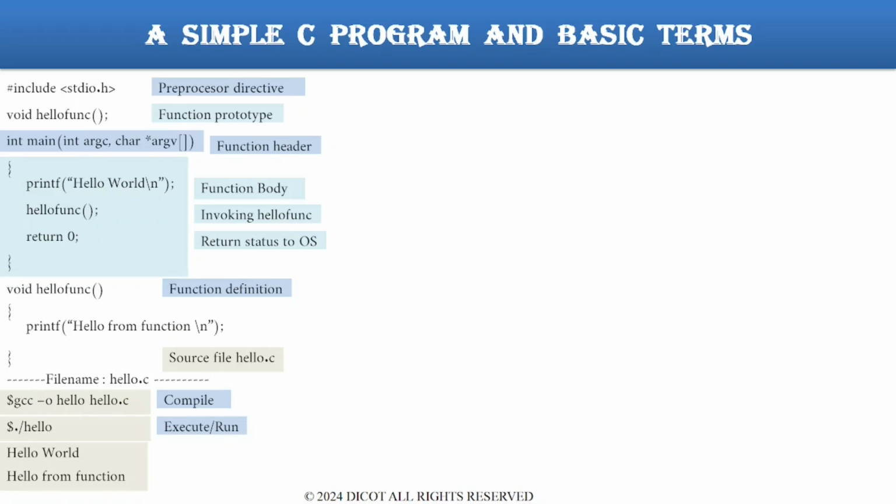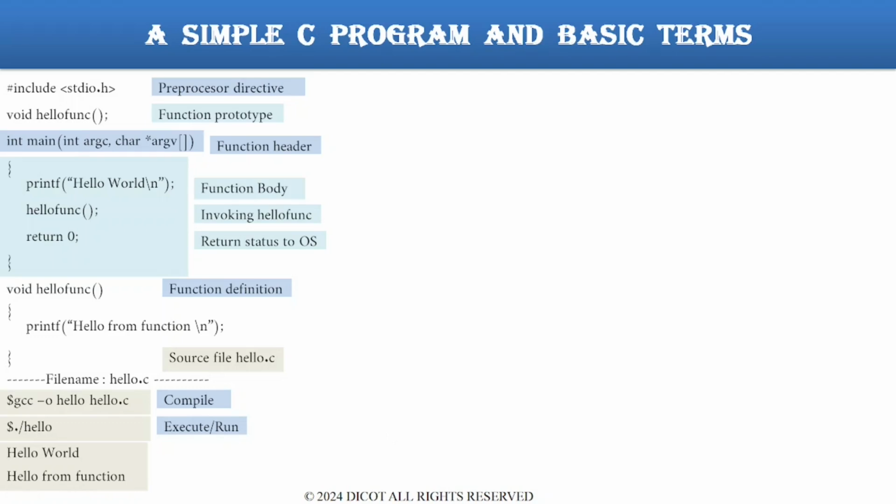Now, coming back to the output of these functions, the main function invoked printf. The printf displayed hello world. The cursor moved to the next line using \n. Then the hello func function also prints a line, hello from function. And once again, \n is used to move the cursor to the next line. The output of this program is hello world, hello from function.